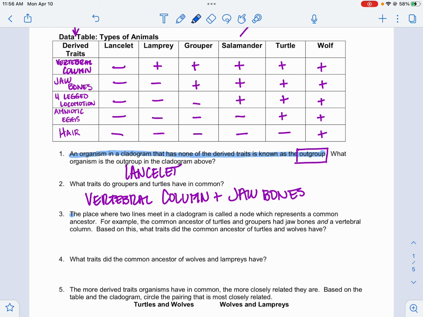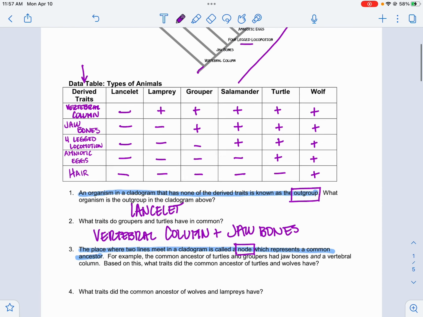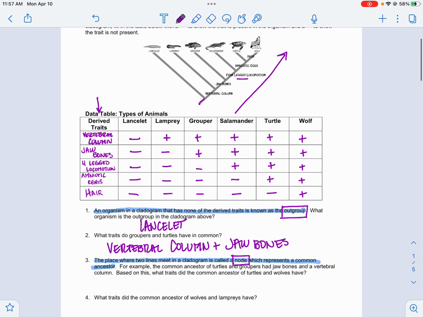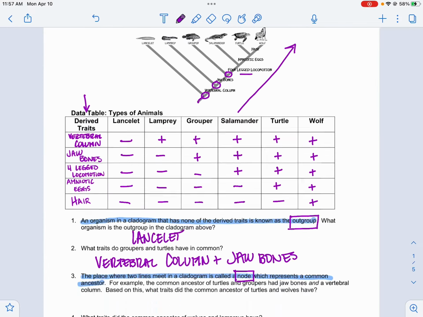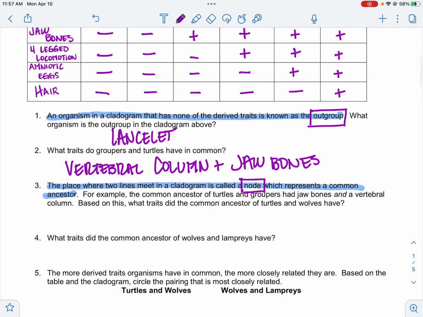All right, get your highlighter ready. Number 3, the place where two lines meet in a cladogram is called a node, which represents a common ancestor. Node, got to know that word. So for example, right here, where these two lines meet, there's a common ancestor. Here's a common ancestor. Here's a common ancestor. So those are the nodes that they talk about. For example, the common ancestor of turtles and groupers had jaw bones and a vertebral column.